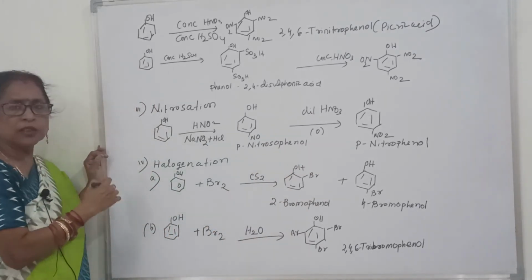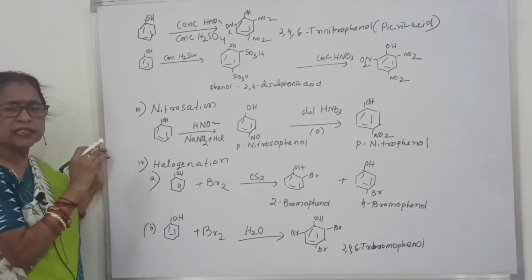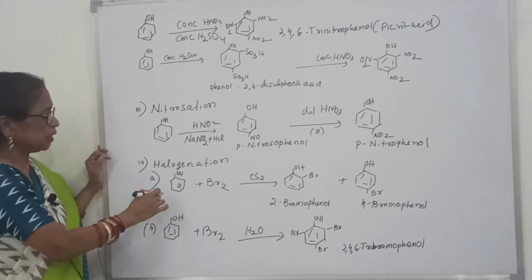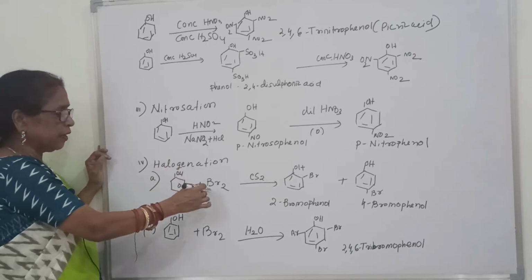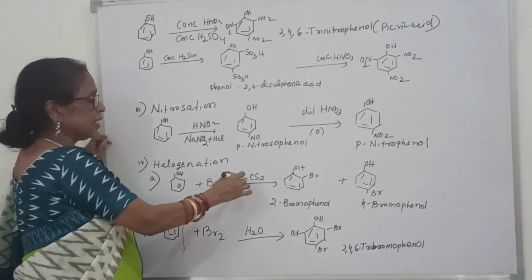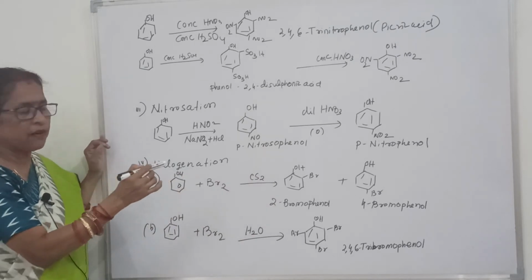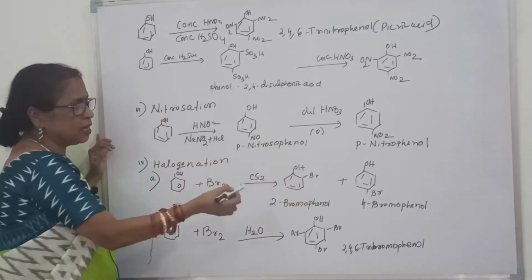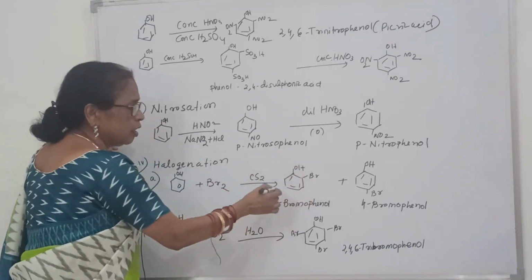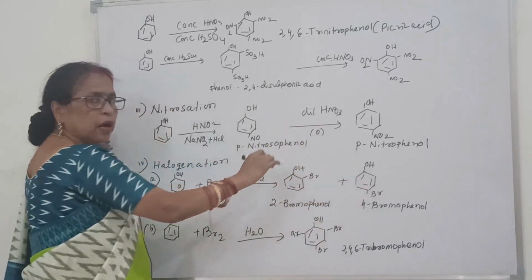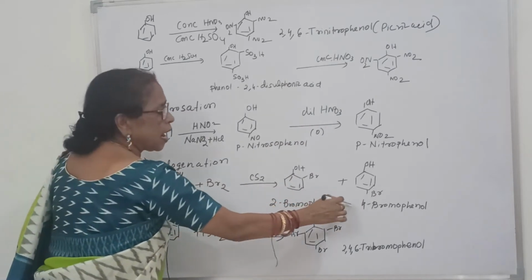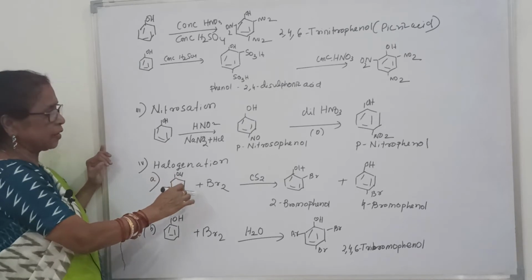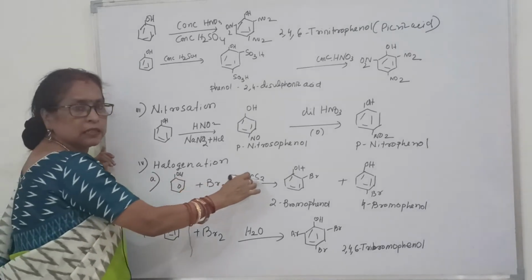Then come to halogenation. In halogenation, generally bromine has more effect towards phenol. That is why you take phenol, bromine, Br2, in presence of carbon disulfide, and it gives ortho-bromophenol, or you can say 2-bromophenol, and 4-bromophenol, or you can say para-bromophenol.